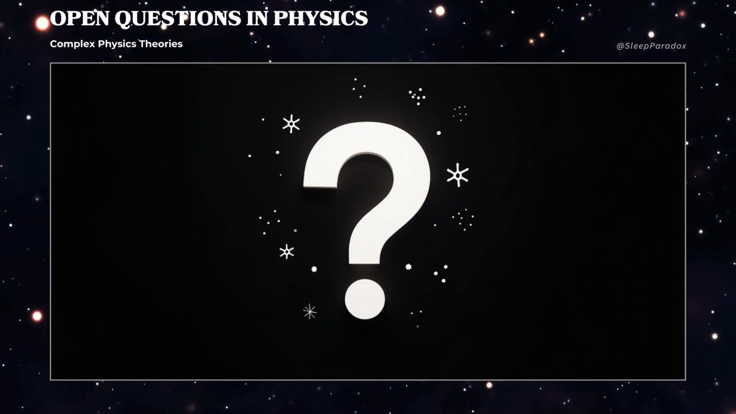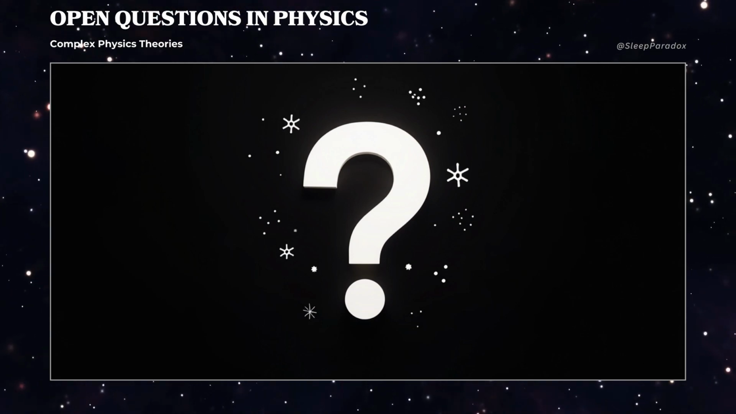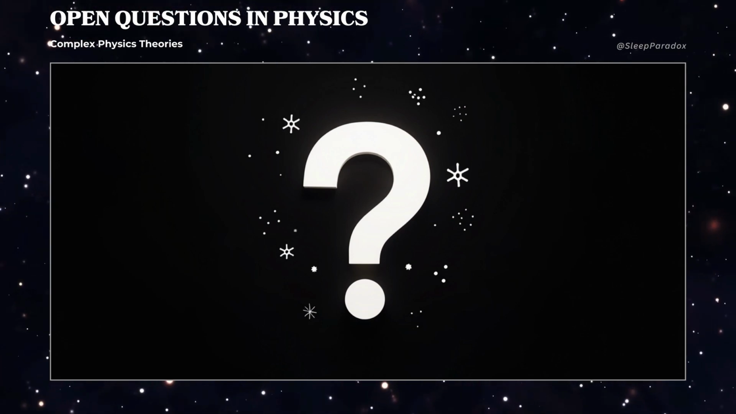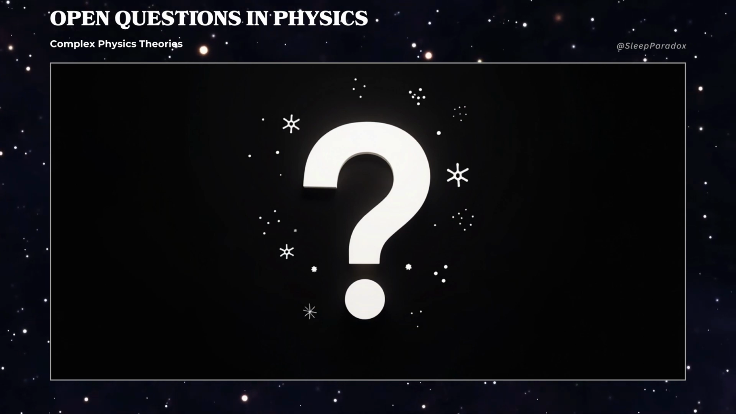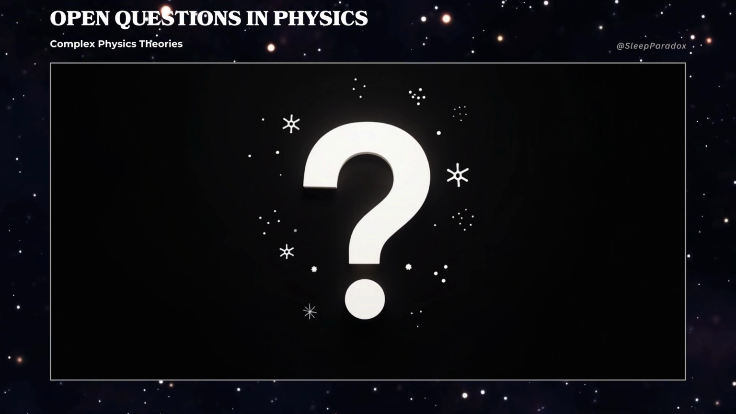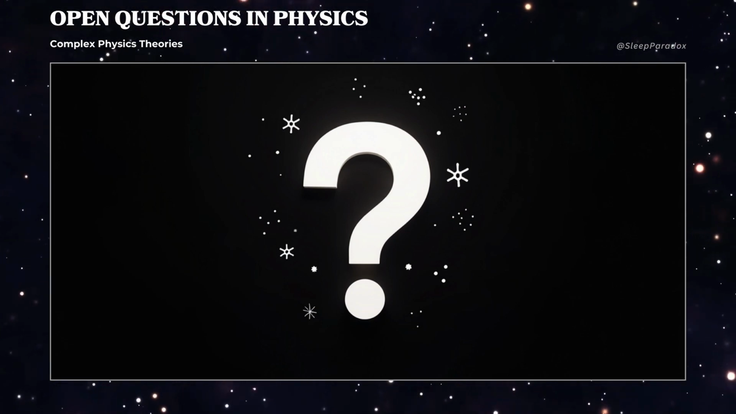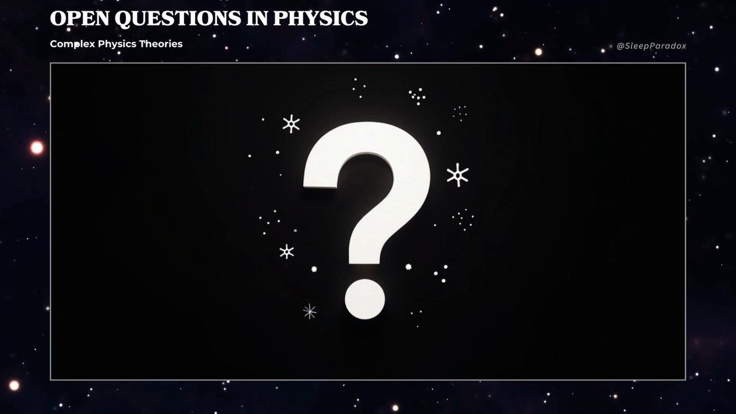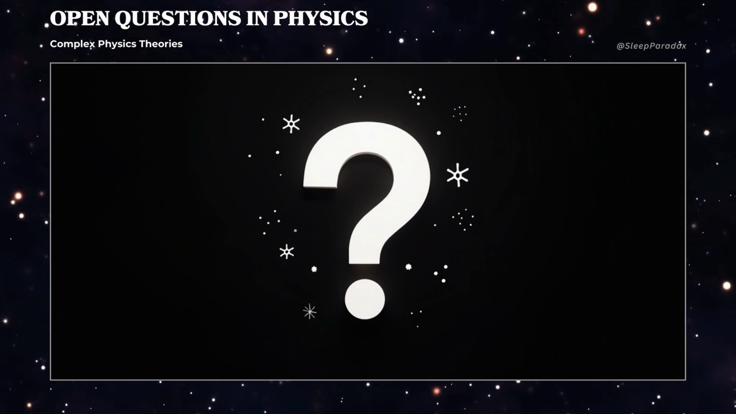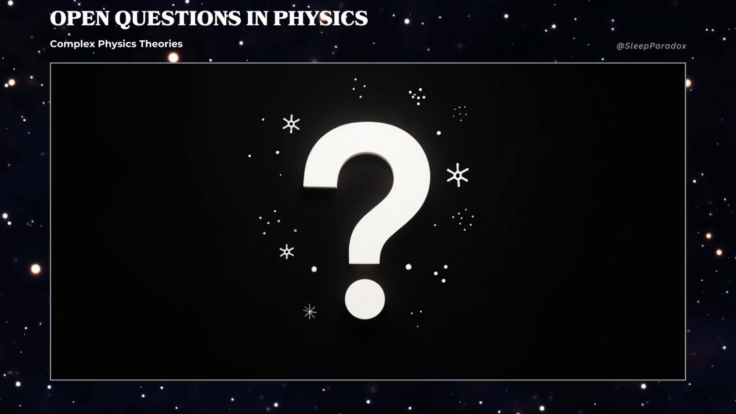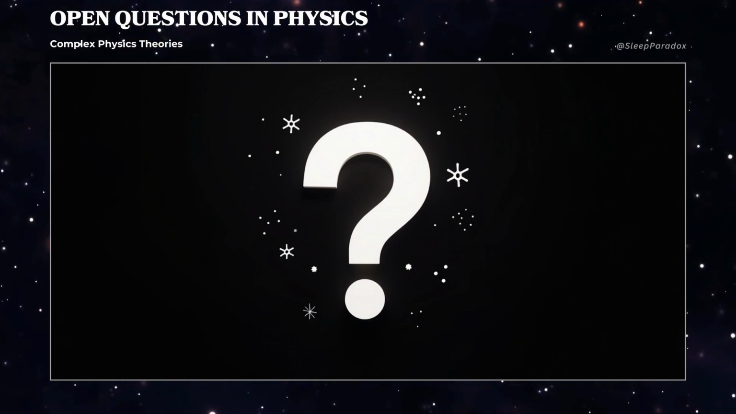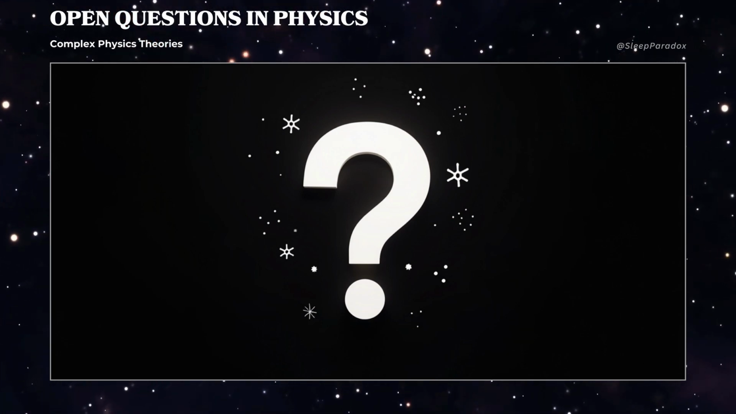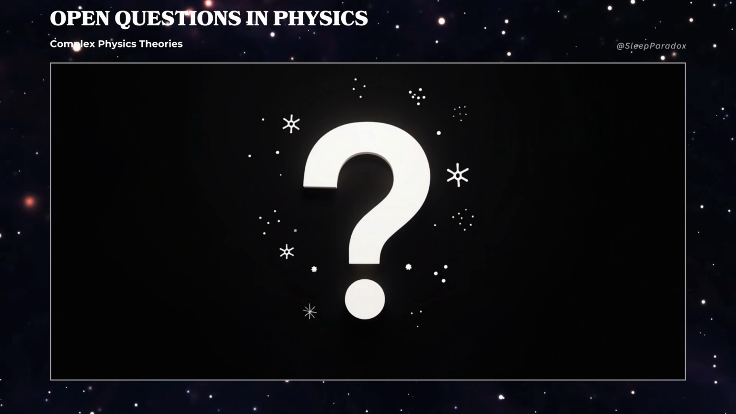We also don't know why the constants of nature have the values they do. The mass of the electron, the strength of gravity, the speed of light, these values appear to be finely tuned. Slight changes would make the universe hostile to atoms, stars, or life. Is this a coincidence? Is there a deeper reason for these values? Or are they set randomly in a multiverse, with our universe being one of many?